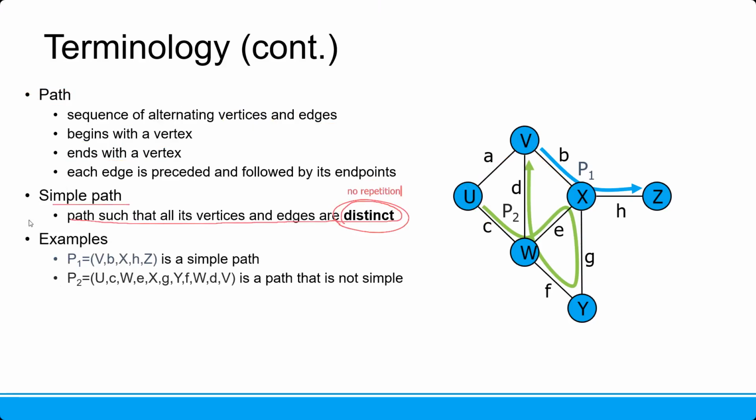So for example, P1. P1, it is a simple path. So we start from V and then it goes via the edge to X, and via X and then it goes to Z. So this is a simple path.